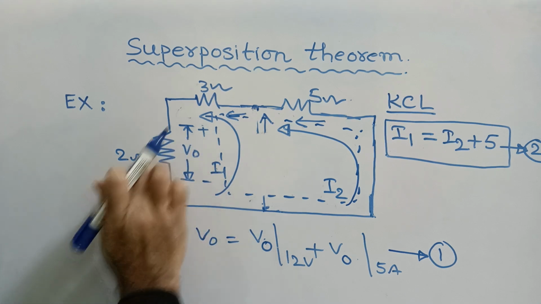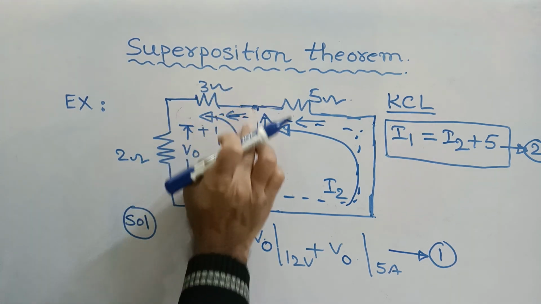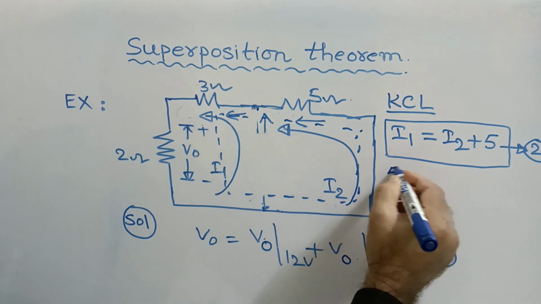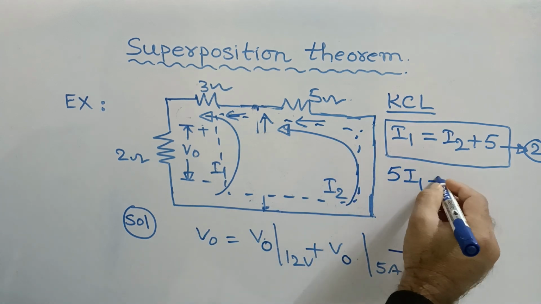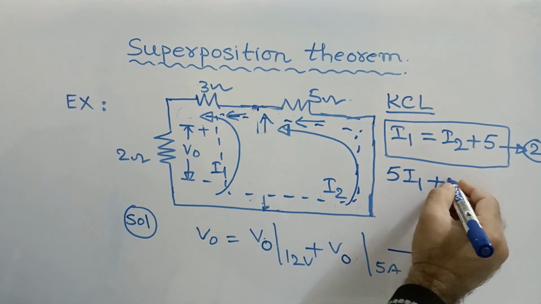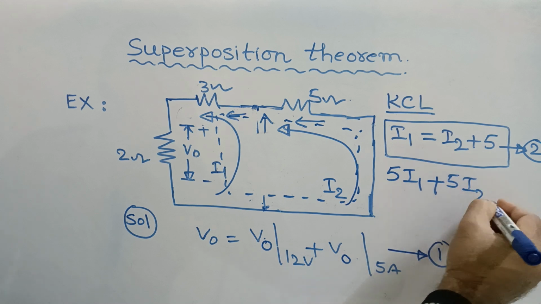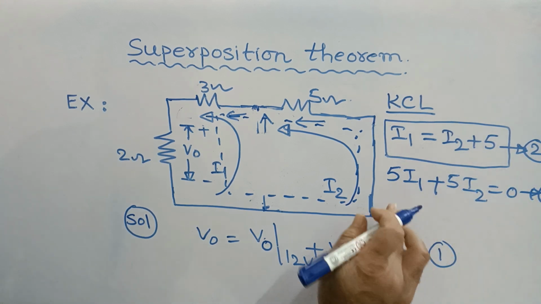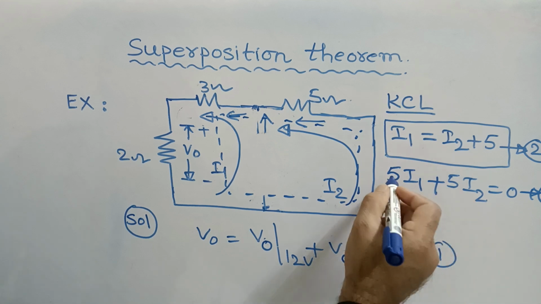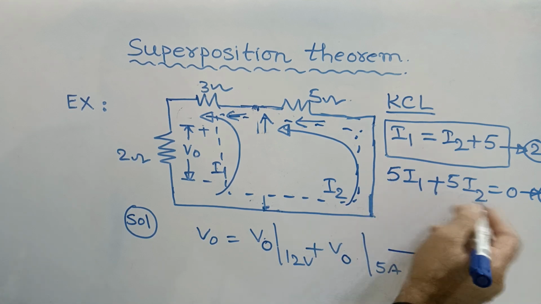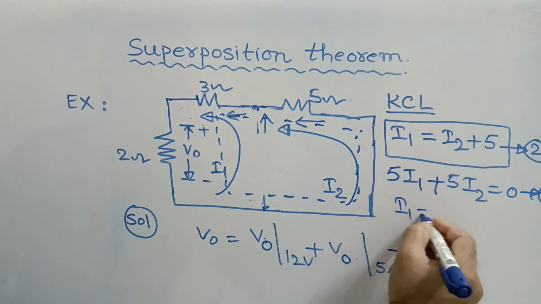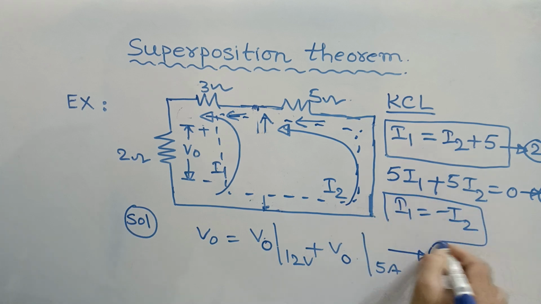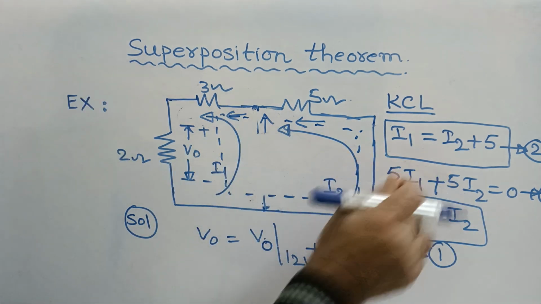So 2 plus 3, these two come under the first mesh, therefore 2 plus 3, 5 into I1. So according to super mesh, it is 5I1 plus 5 into I2 is equal to 0. This is my third equation. And by simplifying this, 5 is common, therefore I can write from this I1 is equal to minus I2.